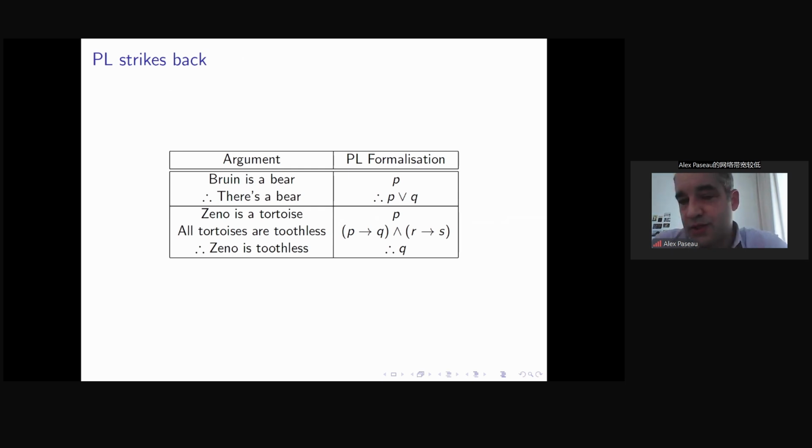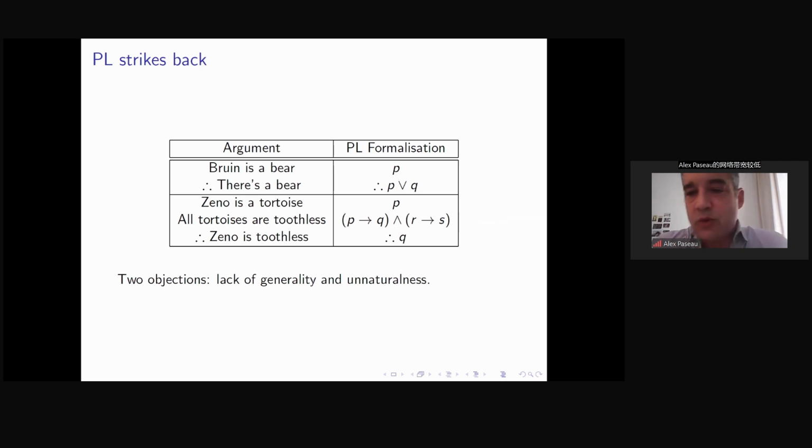If P is understood to mean that Bruin is a bear, Q could be understood as that something other than Bruin is a bear. Likewise, with the Zeno is a tortoise argument, you could maybe formalize the second premise as P arrow Q and R arrow S, where the first premise says something like, if Zeno is a tortoise, then Zeno is toothless. And the other conjunct takes care of the other things other than Zeno. If they're tortoises, then they're toothless. So therefore, then you do get a valid argument in propositional logic. So it's not so much propositional logic that seems to be the problem here. It's the particular formalizations that we chose.